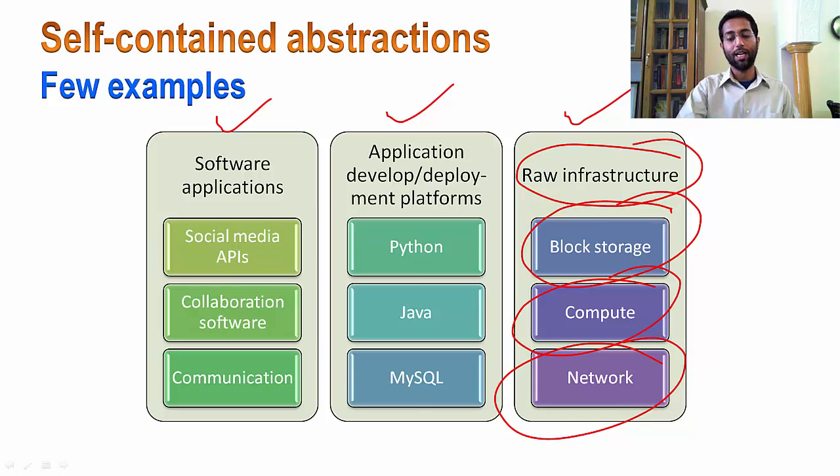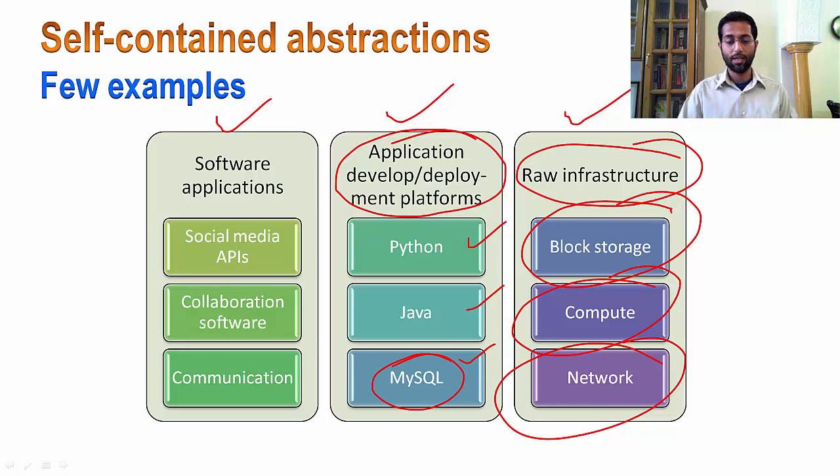Another one is something that an application developer makes use of to create applications and deploy them for use. This is generally looked at as a separate abstraction, which I am terming application development or deployment platforms. It could consist of various programming language runtimes such as Python or Java, or other specialized services such as data storage using something like MySQL. So this gives me a platform to develop and deploy applications.